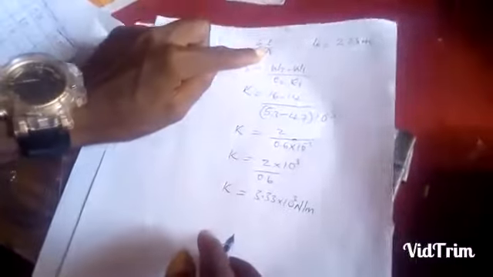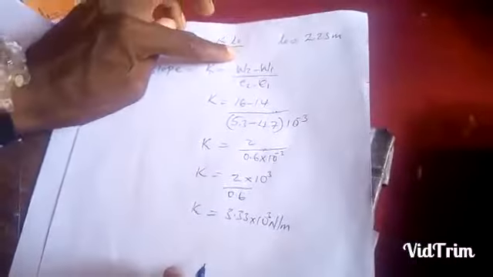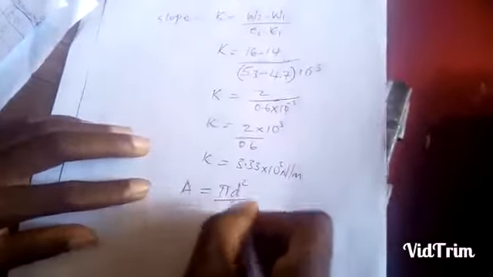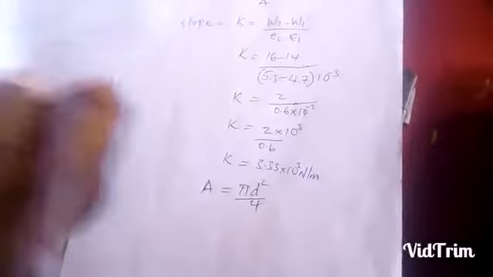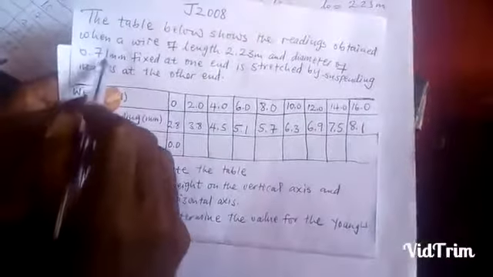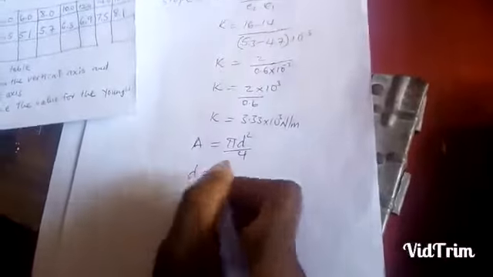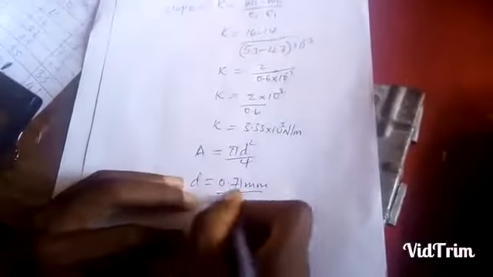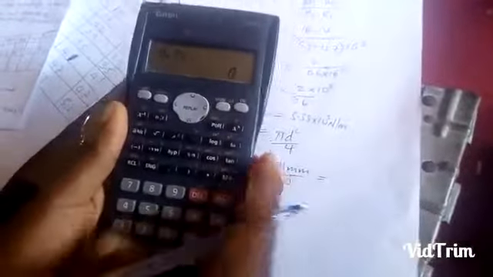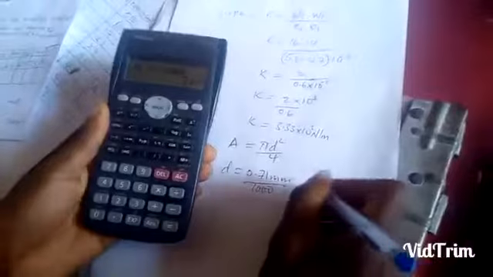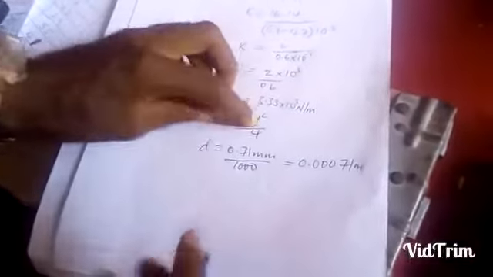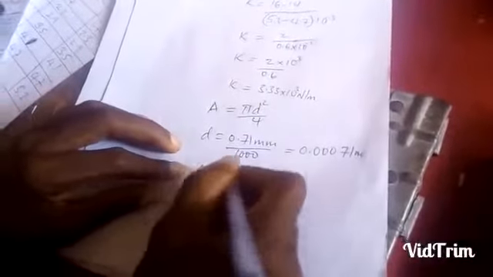Again, we know the area. We have got K. We now need to get the area. The formula for the area we said last was pi d squared divided by 4. Now, according to the question, if you read the question, they are saying a diameter of 0.71 millimeter. So the diameter D is 0.71 millimeters. Since it is in millimeters, we are going to divide by 1000. So 0.71 divided by 1000 will give us 0.00071 meters.